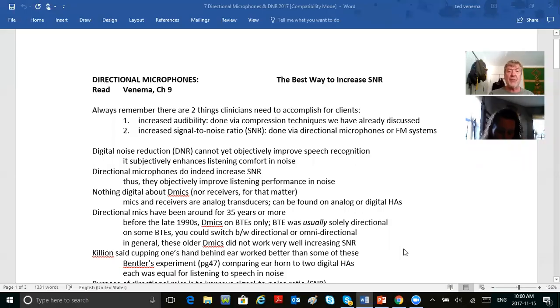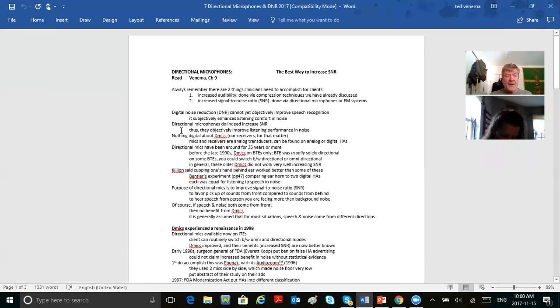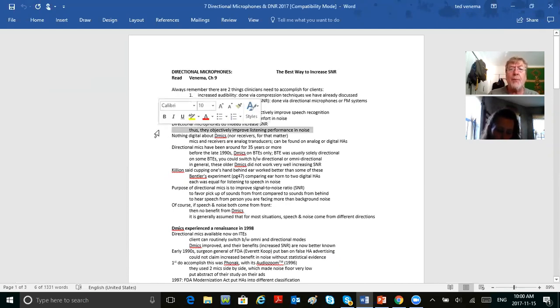So let's just look at digital directional mics. DNR cannot objectively improve speech recognition. We've seen that, and we've looked at that for the first half hour of today. Now, I could put on my glasses here. Directional microphones do indeed increase signal to noise ratio. Thus, they objectively improve listening performance in noise.